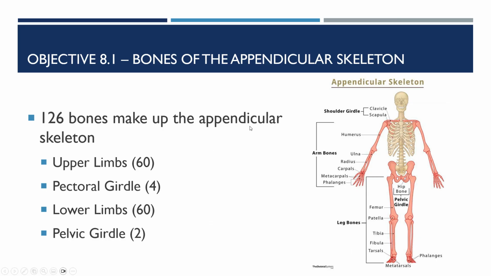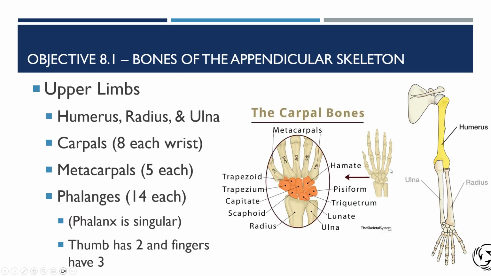You can see that the appendicular skeleton consists of the upper limbs, which are going to be your arms and your wrists and your hands, the pectoral girdle, which is the area that connects the arms to that axial skeleton, which is going to be your clavicle and your scapula. We have the lower limbs, which are going to be our legs, our ankles, and our toes. And then we're going to have our pelvic girdle, which is going to connect our legs to our axial skeleton.